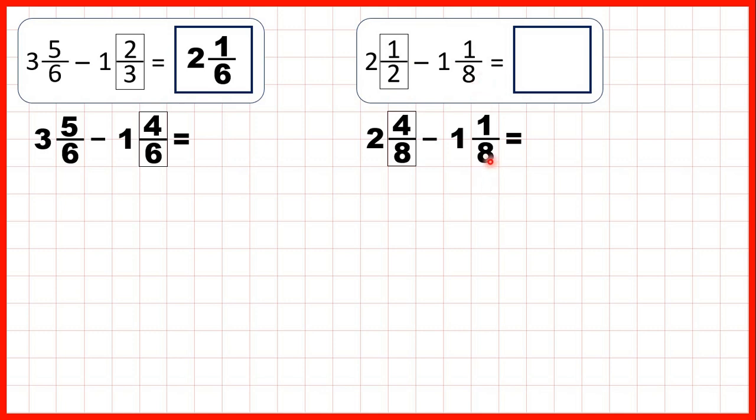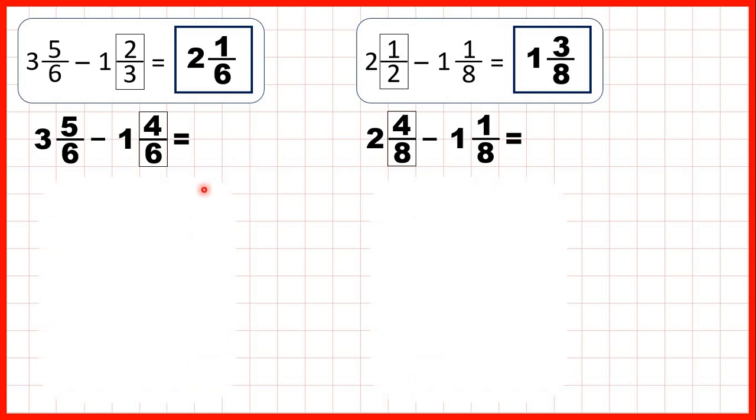So first we see if we can subtract the fraction, and here we can do 4/8 minus 1/8 because the fraction we're subtracting is smaller. If it isn't, then we'll need to use a different method, but we'll come on to that on the next video. 4/8 minus 1/8 is 3/8 and 2 minus 1 is 1, so our answer is 1 and 3/8.